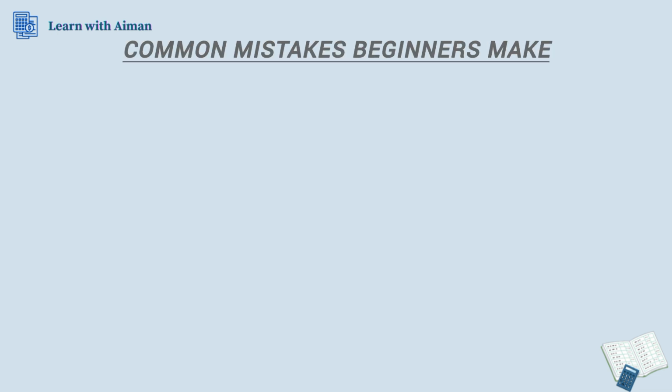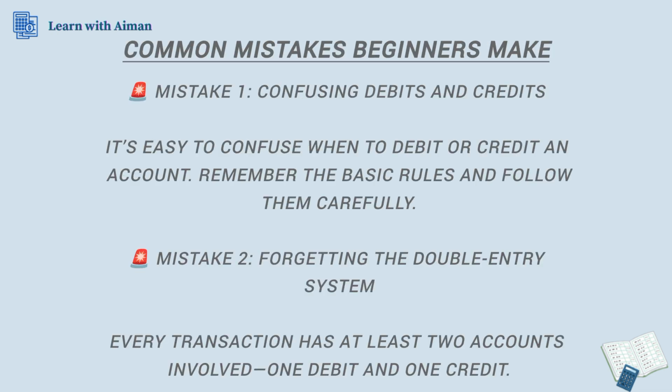Common mistakes beginners make. Mistake number 1, confusing debits and credits. It's easy to confuse when to debit or credit an account. Remember the basic rules and follow them carefully. Mistake number 2, forgetting the double entry system. Every transaction has at least two accounts involved, one debit and one credit.